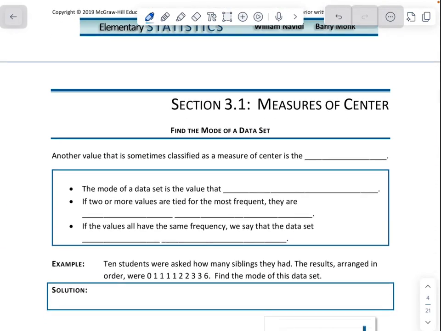Another value that you learned for center is the mode. The mode of the data set is the value that occurs most. Now, if 2 or more values are tied for the most frequent, they are both modes, and so we are considered bimodal. And if the values all have the same frequency, we say the data set is uniform. Nothing appears the most.